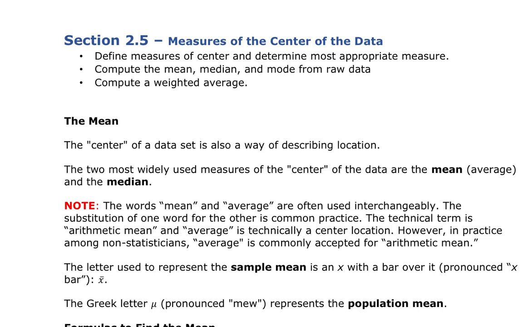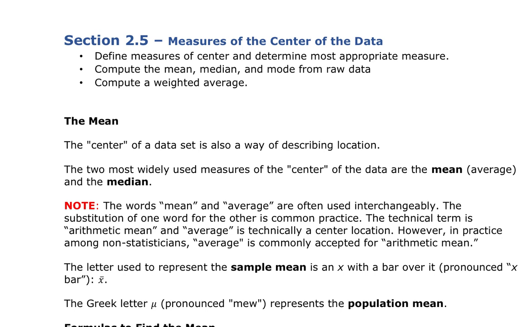In this video, we're going to look at the measures of the center of the data that we're looking at. So we talked about median already. Now we're going to talk about mean and mode and the weighted average. So when we talk about the center of the data, that's a way of describing how the data is set in front of us. Not really behaving, but kind of behaving.